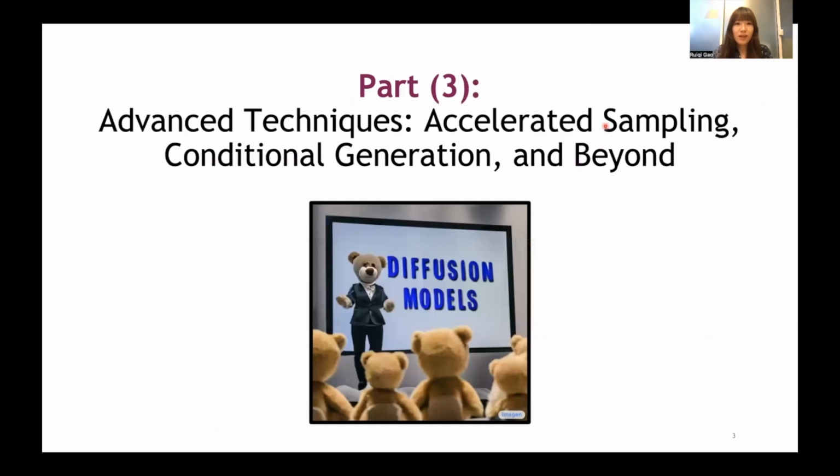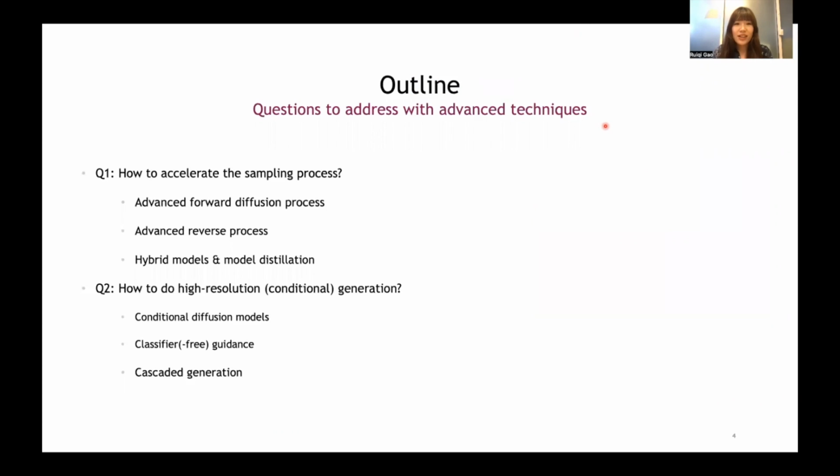So in the third part, we're gonna discuss several advanced techniques of diffusion models, which corresponds to accelerated sampling, conditional generation, and beyond. So here's an outline of what we're gonna cover in this part. Basically, we want to address two important questions of diffusion models with advanced techniques. The first one is how to accelerate the sampling process of diffusion models.